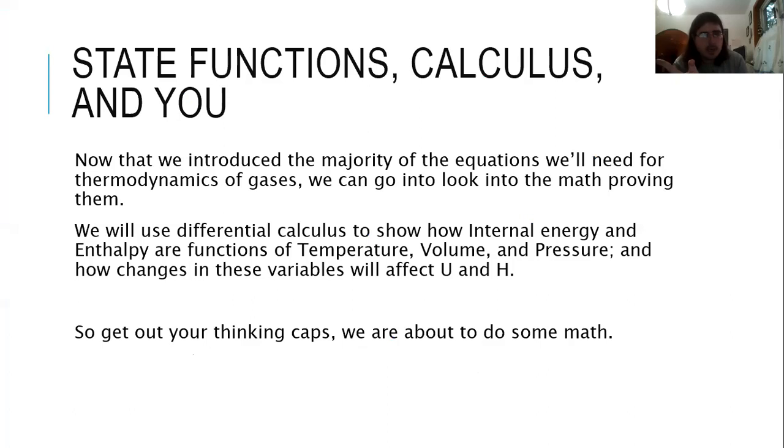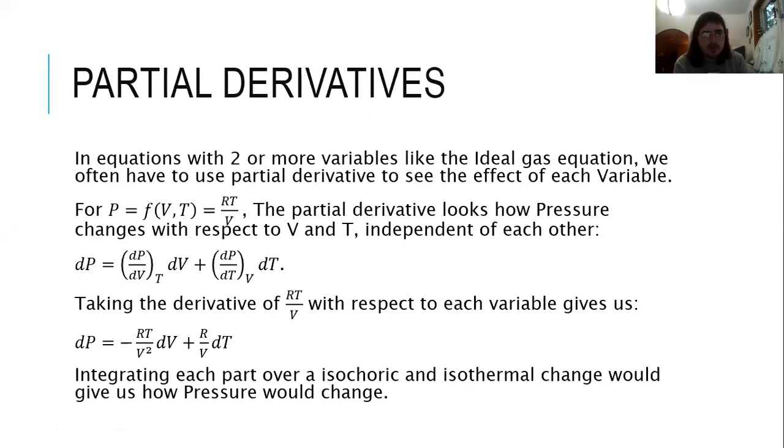So last chapter we looked at state functions U and H and how they relate to our state variables temperature, volume, and pressure. We largely just looked at them. Now we're going to go in and try to do the mathematical functions to prove them and really attack them internally. So put on our thinking caps. But the first thing we need to do is understand a partial derivative.